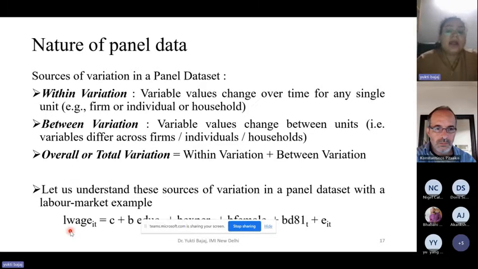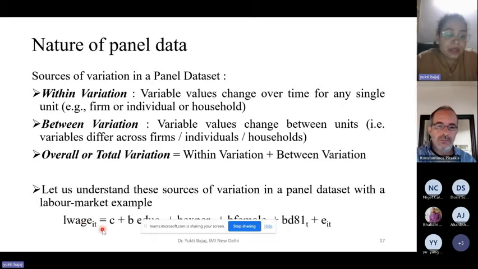Moving ahead now is the most important thing. We know what panel data is, but what is the nature of panel data? What are certain issues that we can encounter while working with panel data? Let us understand that. For this, rather than reading what is on the slide, I would like all of you to first go directly to the end of the slide where I have a model.